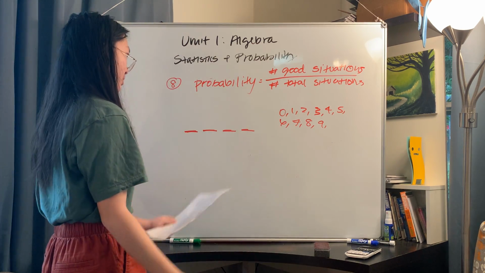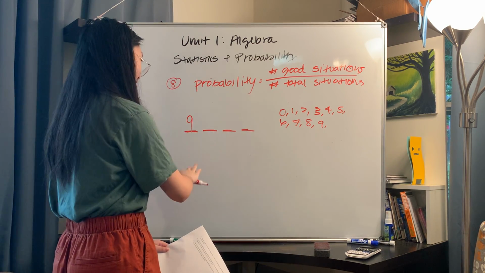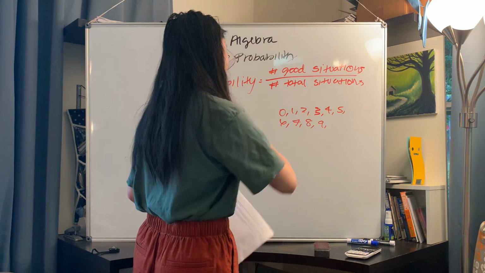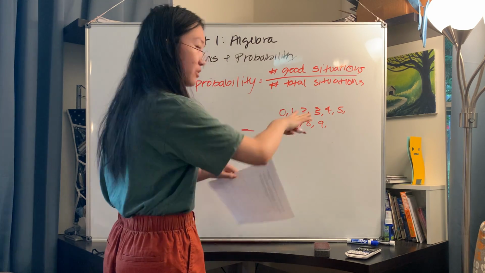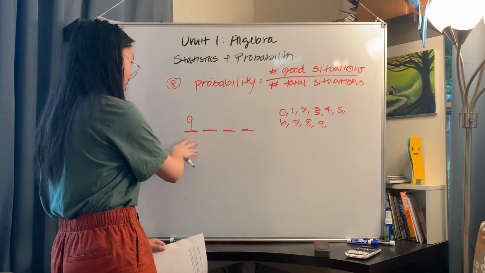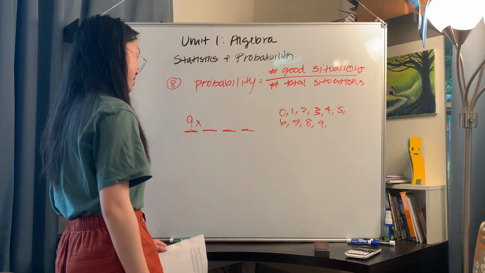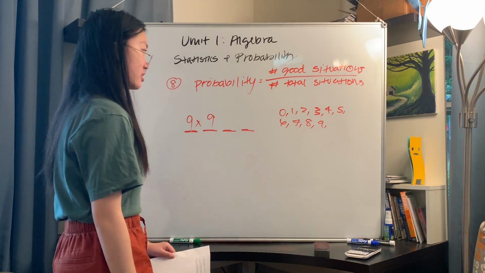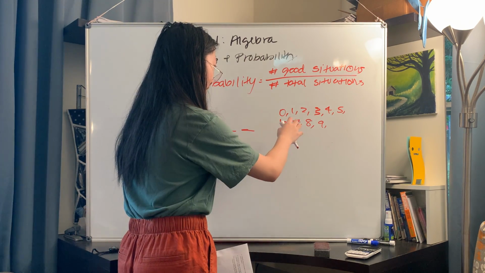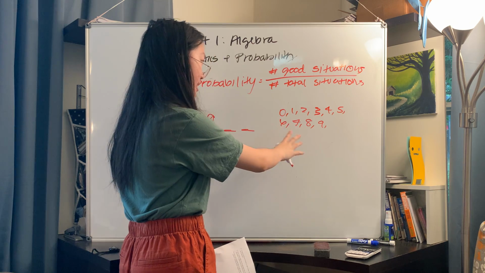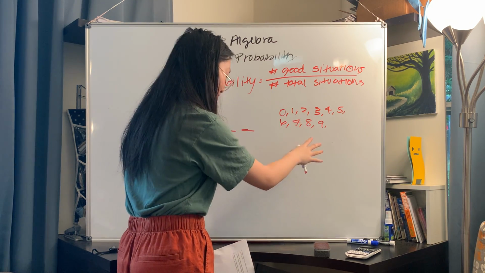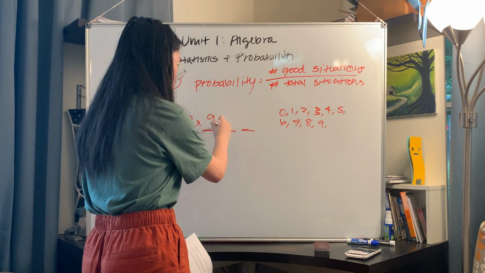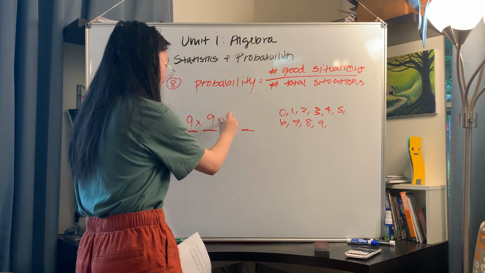So this first number could be any of 9 numbers, excluding 0, of course. So it could be 1, 2, 3, 4, all of those numbers all the way up to 9. So our first digit could be 9 numbers. But our second digit can also be 9 numbers because we're including 0 now. So our second digit could be any of these numbers, including 0, but excluding the number that the first digit was. And so for our third digit, we have 8 options.